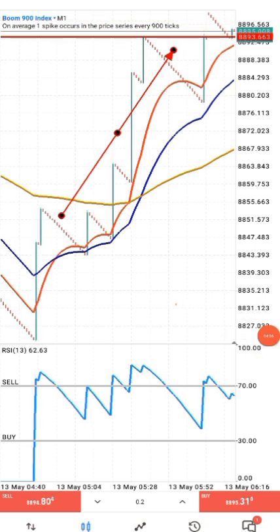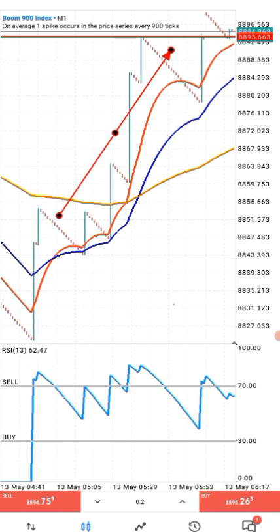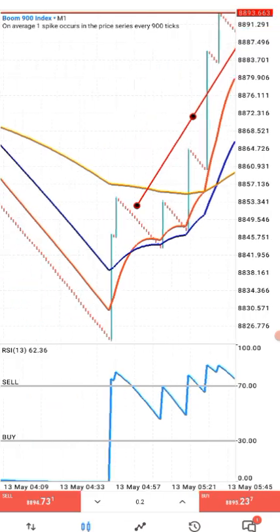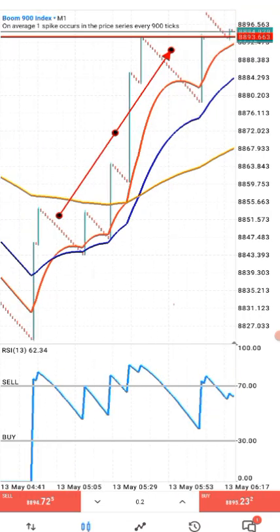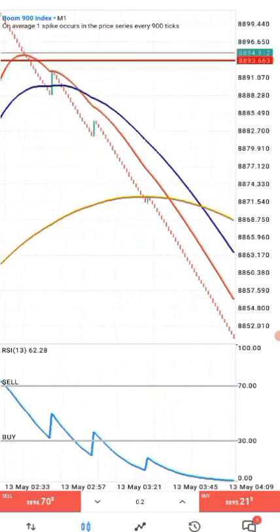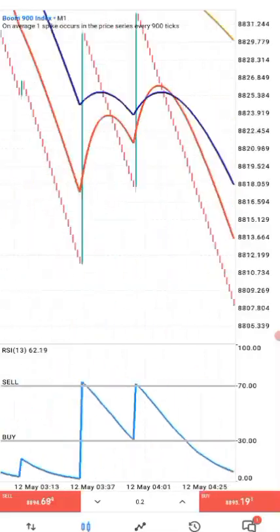So guys, you see, before I even closed the trade, a spike happened. So you just have to be careful. You see, where I drew the line was where the spike happened. That is just how this strategy works.